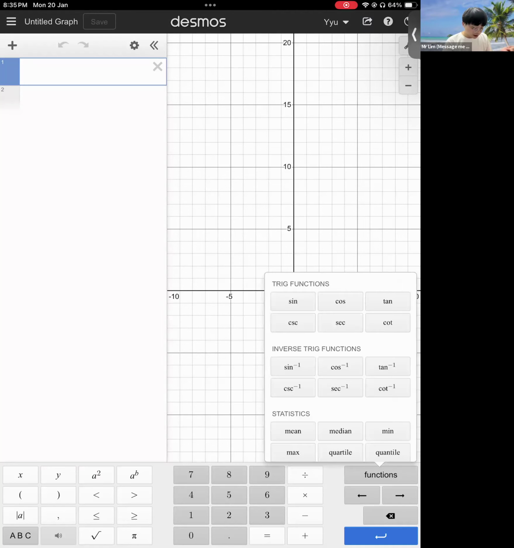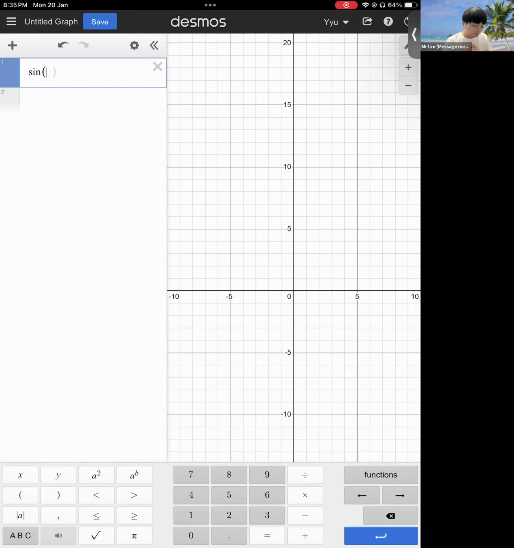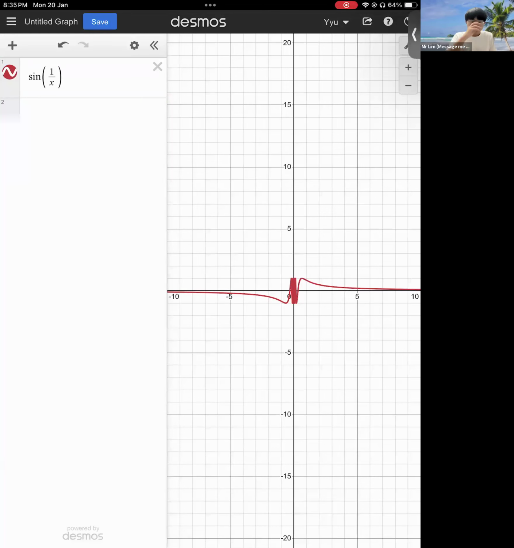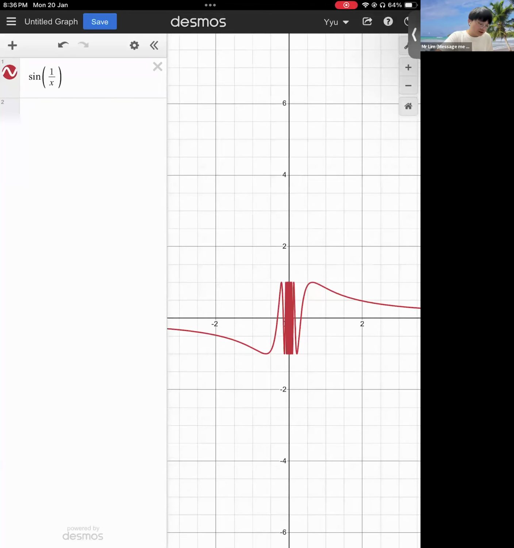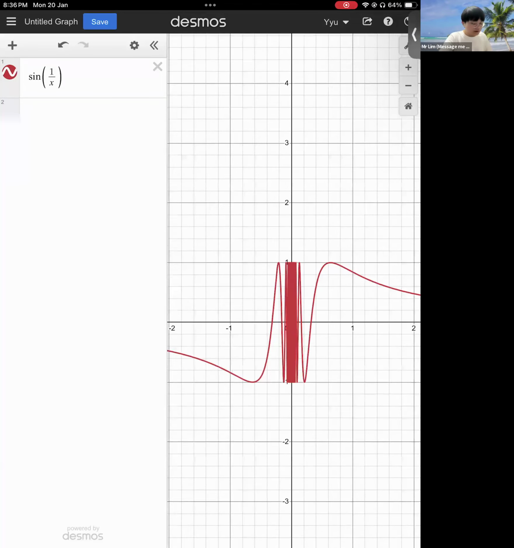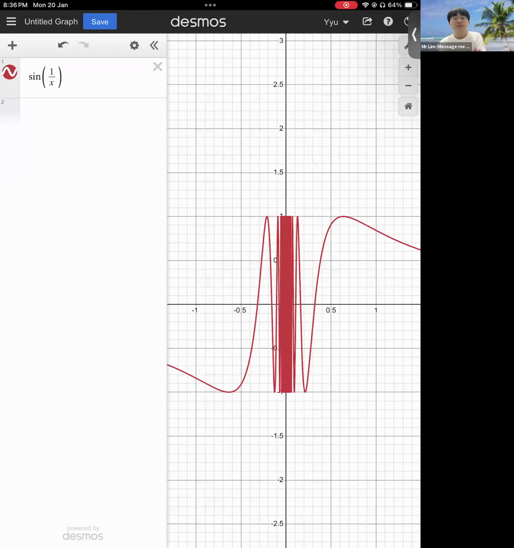Let me type a function. Let me type the function sine. You can open it in the function here, or you just type SIN, and then you press 1 over x, 1 divided by x. This is one of the very special functions that I like to show for the case where the limit does not exist. If you are using an iPad or your laptop, you can zoom, or if you're using a phone, you can zoom it. Zoom in and you will see a very nice, very special behavior here.